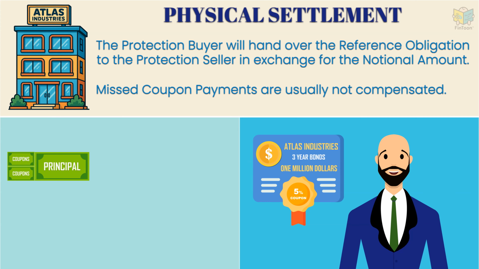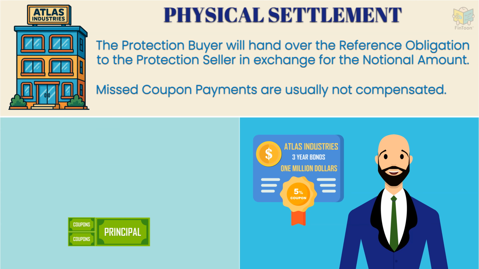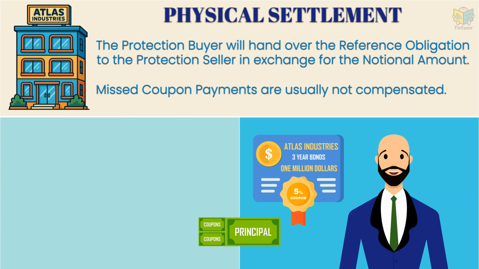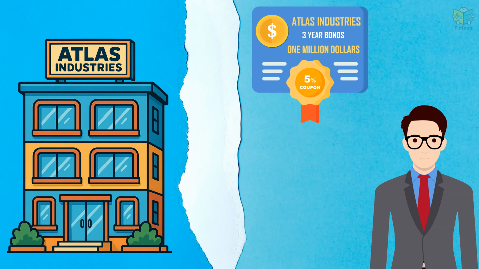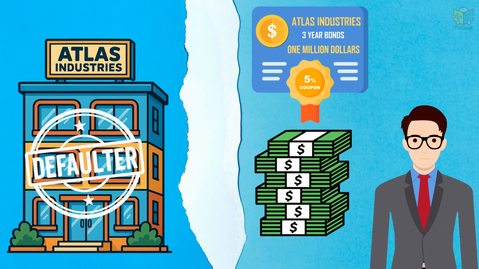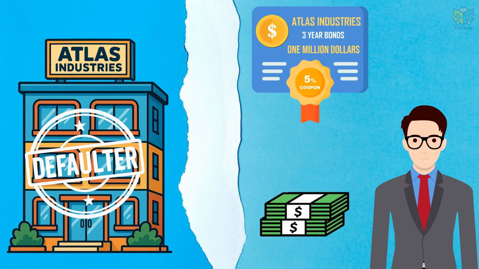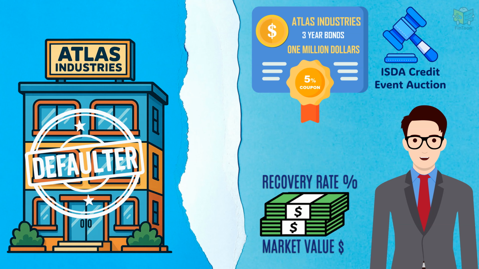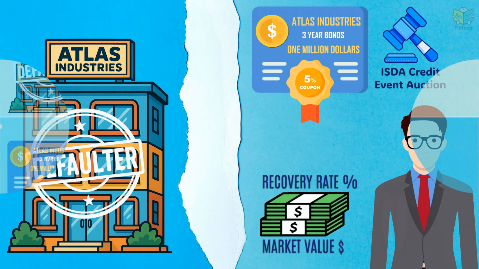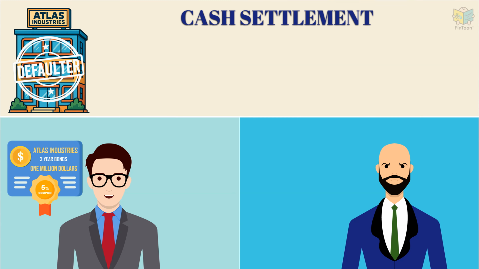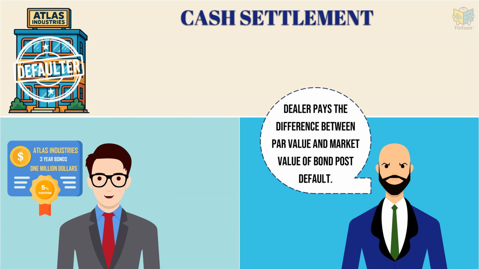After settlement, if the company makes any payments towards the bonds, the dealer, as the new bondholder, will receive them. Usually, when a company defaults on its bonds, investors do not lose the entire amount. They may recover a portion of it through liquidation or settlement with the issuer. This amount reflects the market value of the defaulted bond, which is based on a recovery rate set during an ISDA credit event auction. In a cash-settled CDS, the dealer pays Mr. Oliver the difference between the bond's par value and its market value after default.